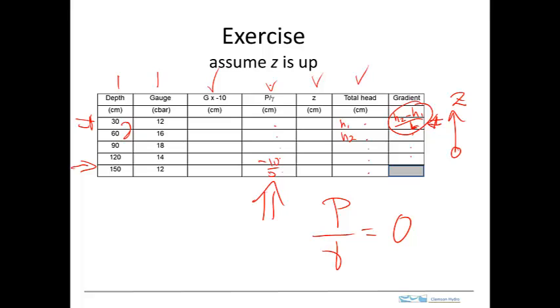Okay, so this is the table. What I want you to do is fill this out and see how you do. Go and calculate all the gradients. Assume that z is up when you calculate the gradient. And so if you're doing that, and this value, say, is 10, and this value is 50, then the head is decreasing in the z direction, so that would give you a negative gradient.